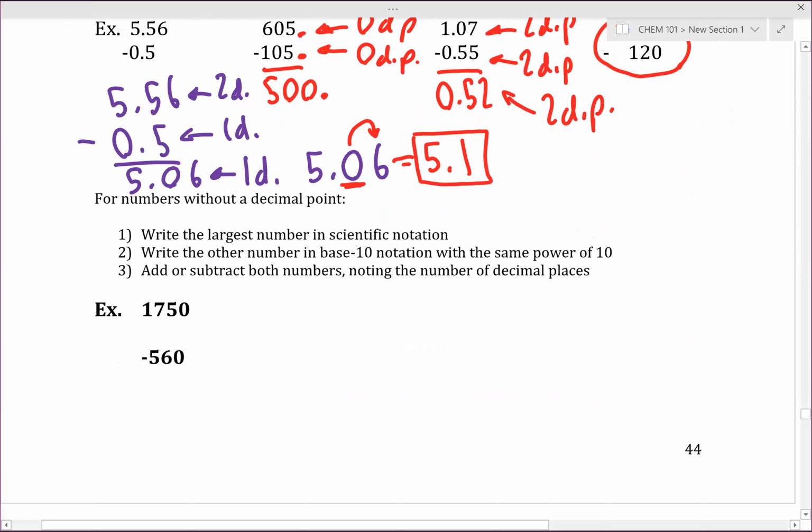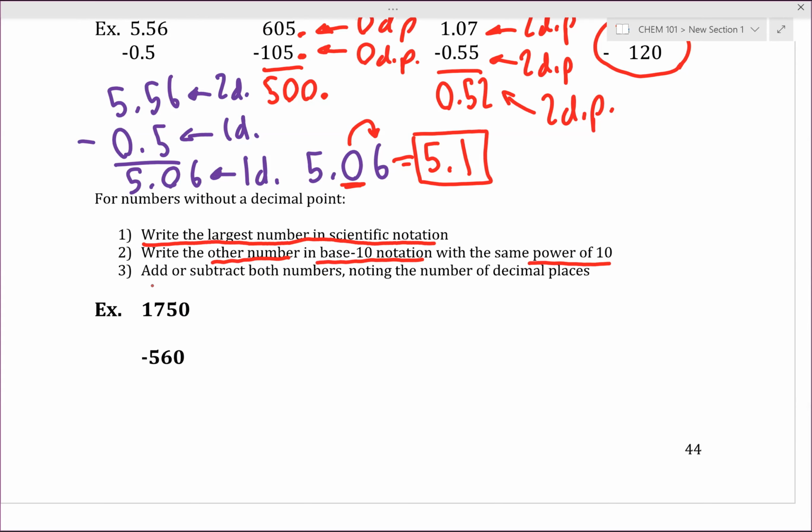So, the rules are quite simple. First and foremost, you write the largest number in scientific notation. So your goal is to write the largest number in scientific notation. Now, this second step sounds a bit odd, but it ensures consistency. What you're going to do is you're going to write the other number in base 10 notation with the same power of 10. So essentially, we're going to make 2 numbers with the same power of 10.